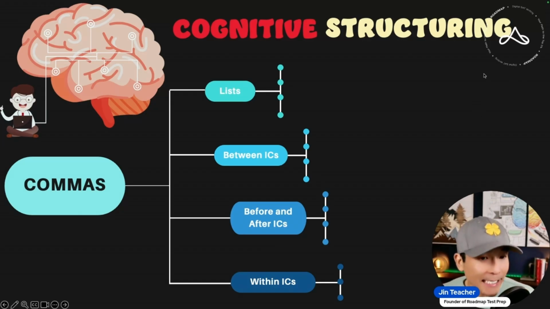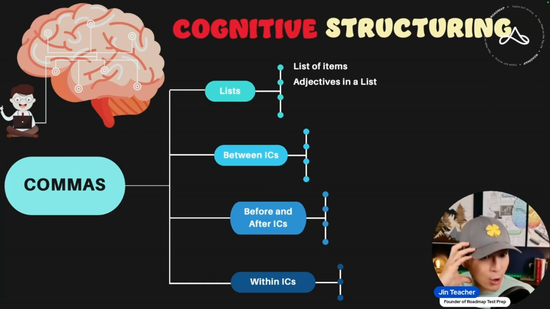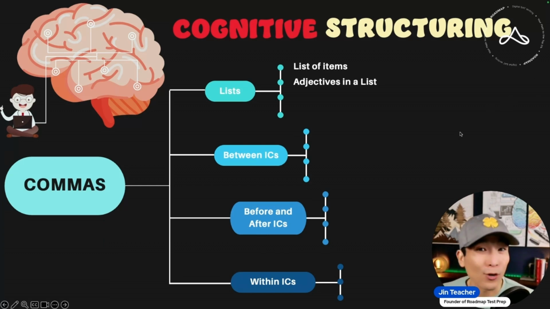Now, within each category, we have specific rules, right? So within lists, we can think of lists of adjectives and adjectives in a list, right? So now we're grouping our information together. You can see how we're structuring information in our minds to be organized, right? This will help you guys to learn comma rules a lot more easily and remember them a lot more regularly or quickly on the test.